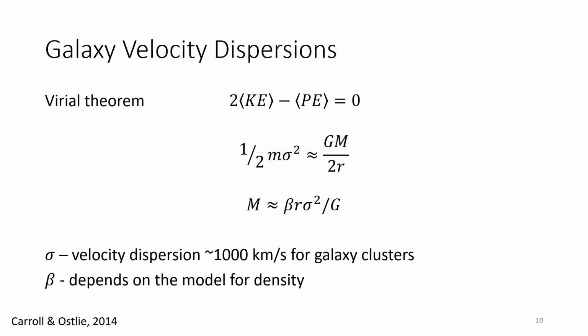Next, we have the galaxy velocity dispersions. I've already stated that velocity dispersion plays a part in the dynamical friction force an object experiences. Its relation to the mass can be derived by starting with the virial theorem, where sigma is the velocity, and the beta parameter depends on the density profile used.